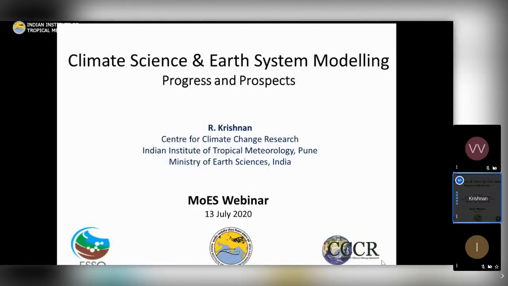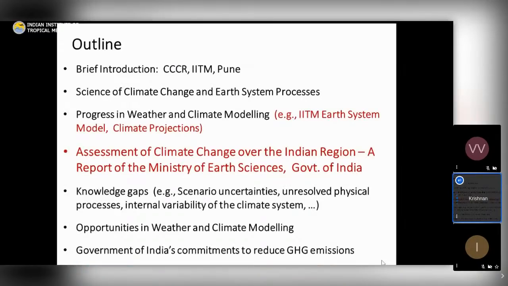So this talk will be on the climate science and earth system modeling, progress and prospects. This is the outline of my talk. I will give a brief introduction about the Center for Climate Change Research at IITM Pune, the science of climate change and earth system processes, and the progress in weather and climate modeling, basically two success stories of the NWP and the climate modeling addressing the science of climate change. And what are our efforts at IITM, the development of the IITM Earth System Model and the projections. I will also talk about our recent assessment of the climate change report over the Indian region.